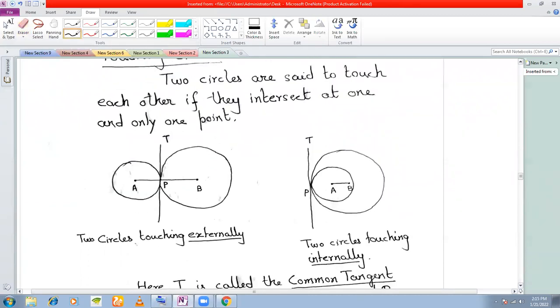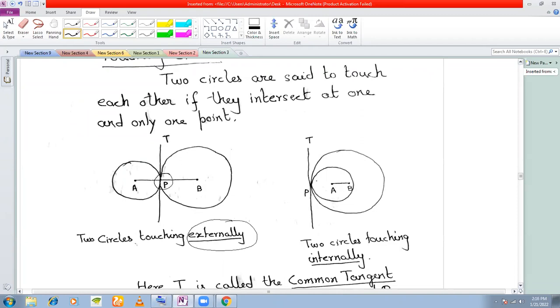First is, if you see these two circles touch each other externally at P. Okay, so these two circles touch each other externally because both circles are outside each other. And if you see in the second diagram, these two circles touch each other internally. Why do they touch each other internally? Because one circle is inside the other circle, right?